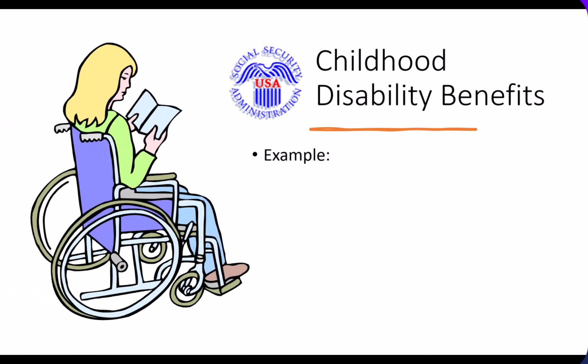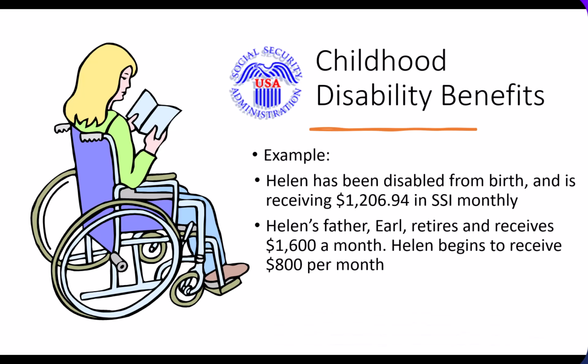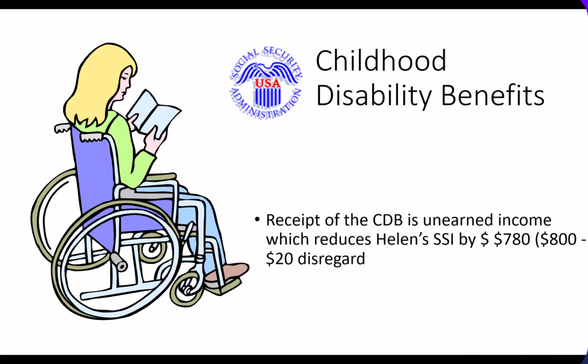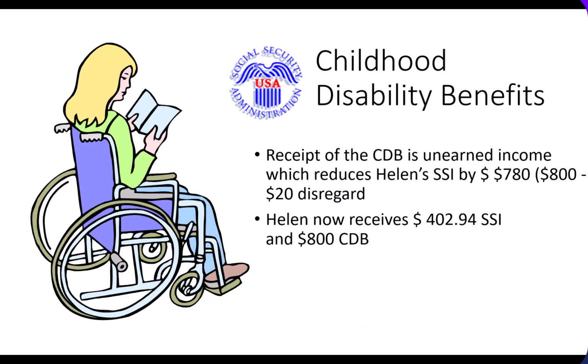So, let's take an example. Let's say that Helen has been disabled from birth and is receiving $1,206.94 a month in SSI. Helen's father, Earl, retires and receives $1,600 a month. Helen begins to receive $800 a month, 1/2 of what he's receiving. Now, the receipt of the childhood disability benefits is unearned income, which reduces Helen's SSI dollar for dollar after the first $20 disregard. So Helen is now receiving $402.94 in SSI and $800 a month in childhood disability benefits. So far, she's only $20 ahead.